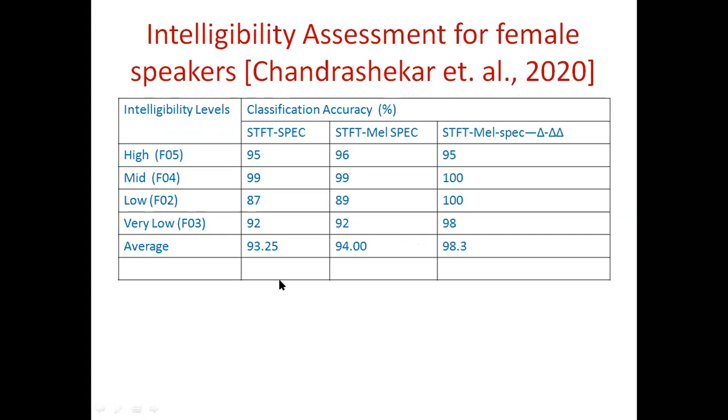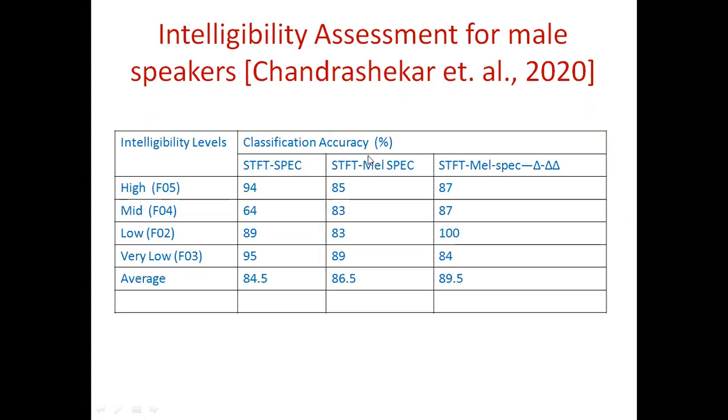These are the results that we obtained. You can see when we used the STFT spectrogram, high dysarthric intelligibility level was recognized with 95% accuracy and low with 92%, and on average it was 93%. Similarly, when the input representation was STFT MEL, this improved to 86.5%, and with this three-layered structure which had STFT MEL, STFT MEL delta and STFT MEL delta delta, there was again an improvement. It increased from 86.5% to 89.5%.